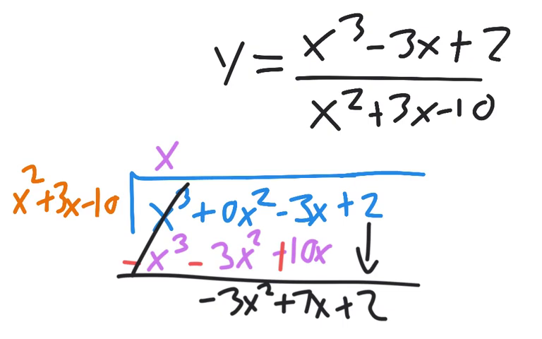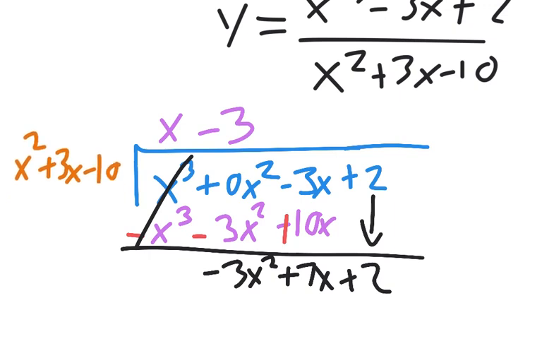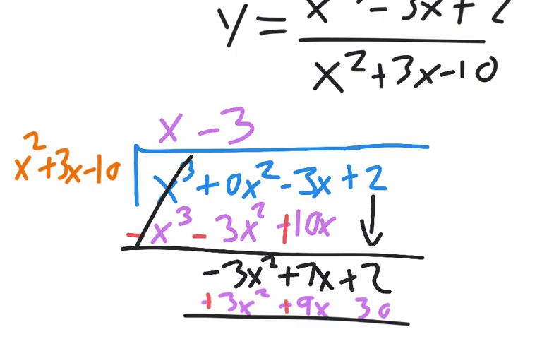Now we keep going. I've got an x squared, and I want it to be negative 3x squared. X squared times what is negative 3x squared? Negative 3. So now I need to distribute that negative 3 to everything. Negative 3 times x squared is negative 3x squared. Negative 3 times 3x is negative 9x. Negative 3 times negative 10 is positive 30. And then what do we do? We change every sign.